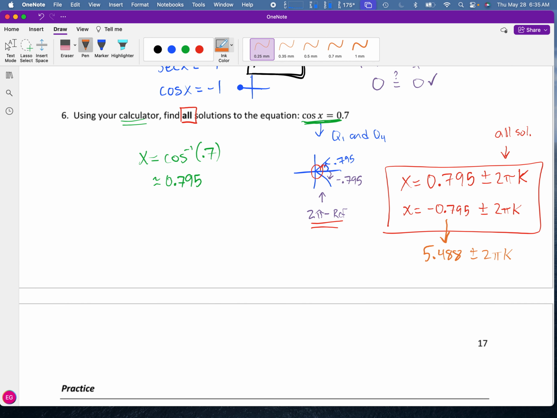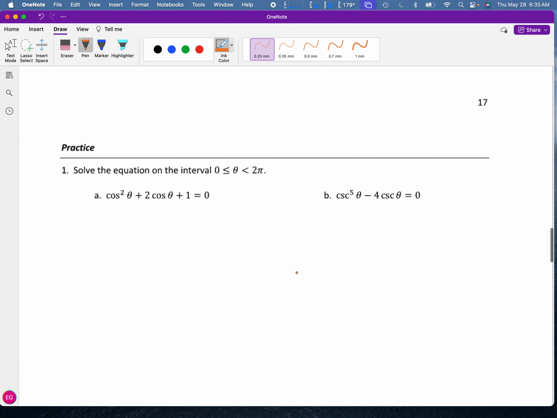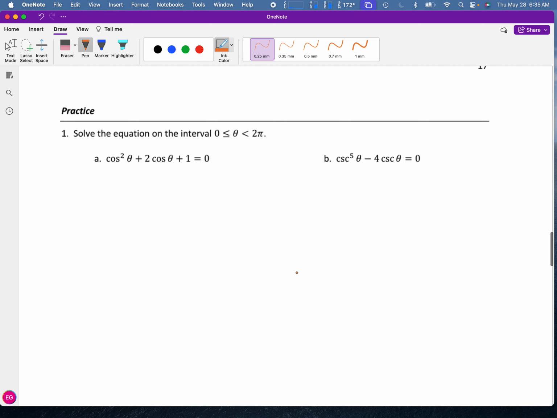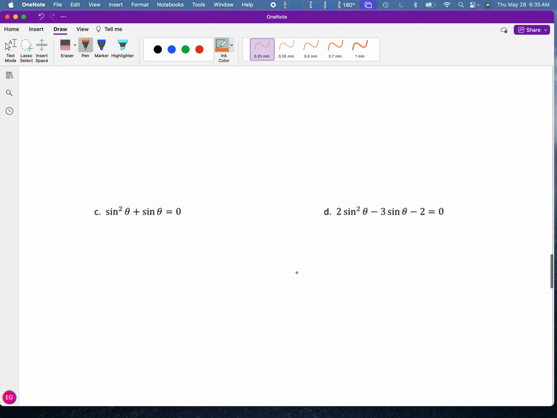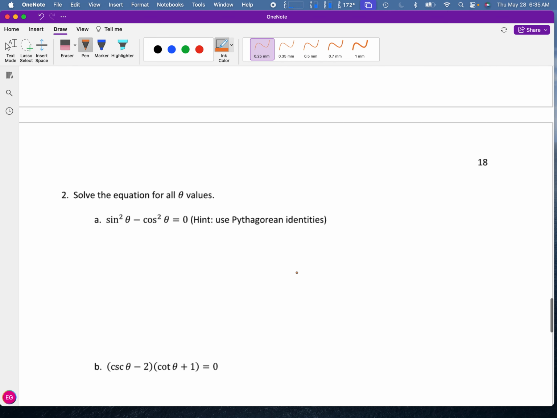So essentially when you're finding all solutions, you're just going to solve it like normal, and then you just tack on this plus or minus 2 pi k for now. We'll talk about fancier ones in the future. All right, you should try to do the practice here. Okay, so you can see for 1a and b, you're just going to be able to factor because they're already the same trig function. Same thing with c and d. Just try factoring, see what happens.